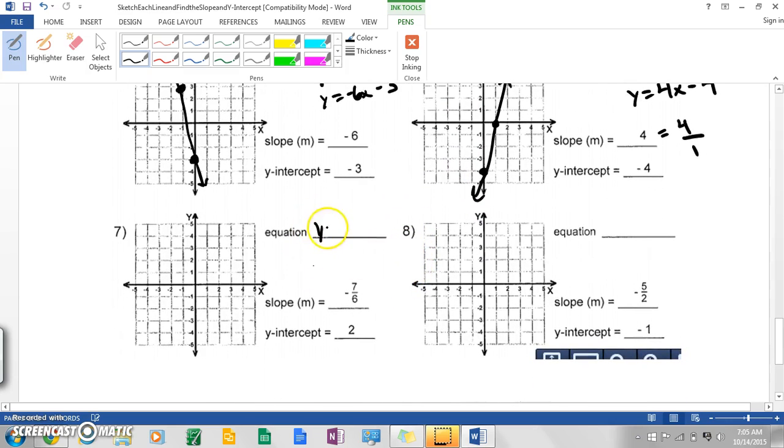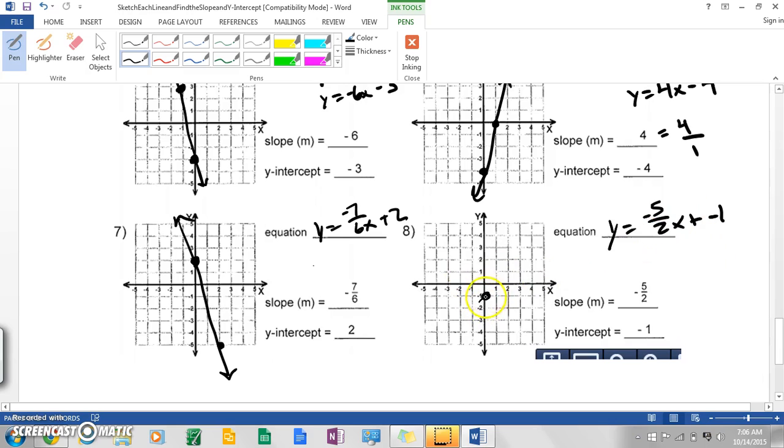7, slope, y equals negative 7 over 6x plus 2. Start here at 2. I'm going to count down 7. 1, 2, 3, 4, 5, 6, 7 over 2. There's my line. And then the last one, y equals negative 5 over 2x plus negative 1.